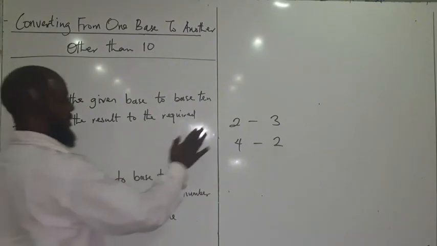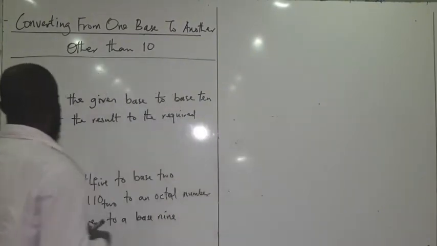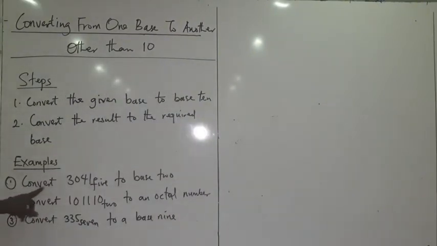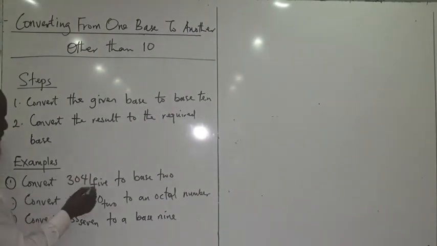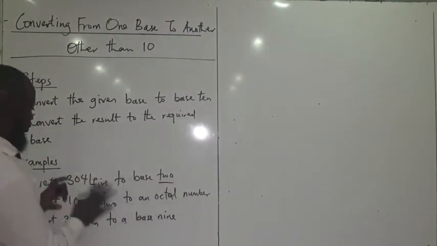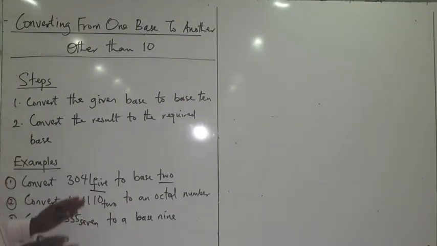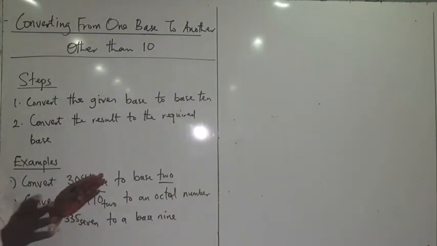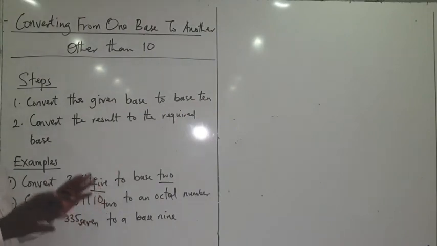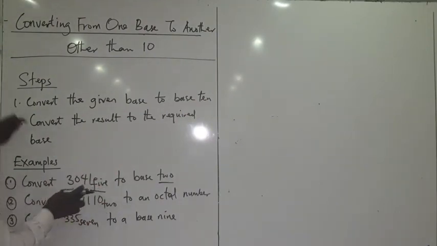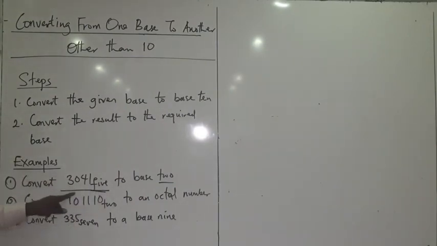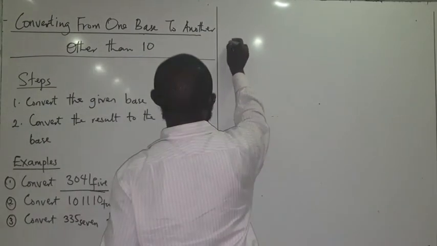So let's look at this example to see how we're going to go about it. The first example says convert 3041 base 5 to base 2. You can see we are converting from base 5 to base 2. There is no base 10 in it at all. So it's quite different from converting base 5 to base 10 or base 2 to base 10. So how do we do that? The first step is that we convert this to base 10.